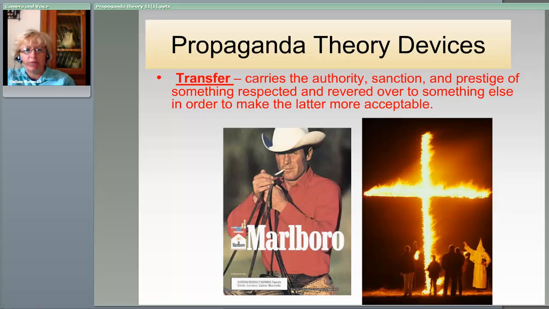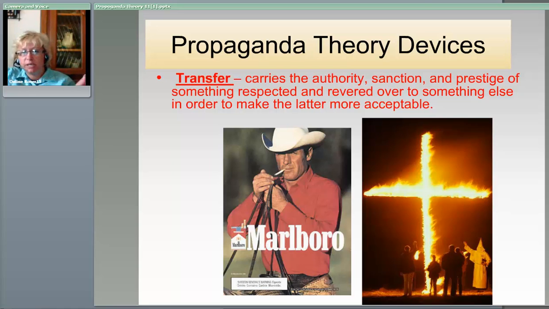They're selling cigarettes. I am totally anti-cigarette. I don't smoke. I don't encourage people to smoke. But the Marlboro Company knew what they were doing when they used this rugged frontiersman as their main image, because they transferred the authority, the sanction, and the prestige of a manly man and tried to have that cause people to embrace cigarette smoking. Both of these are examples of bad transfer.